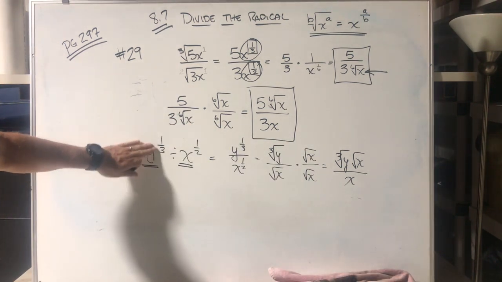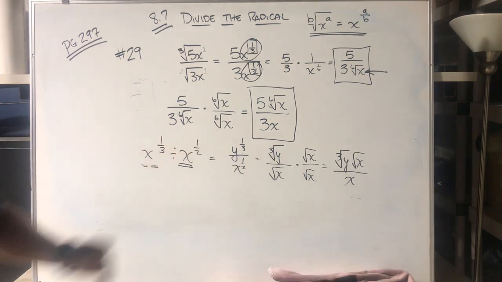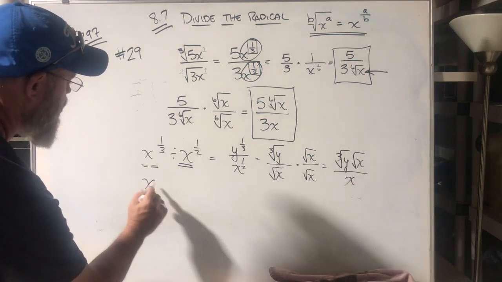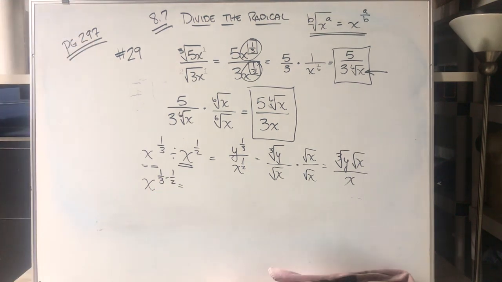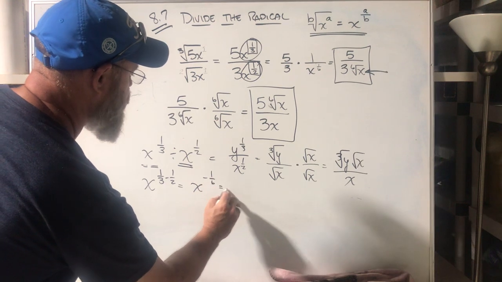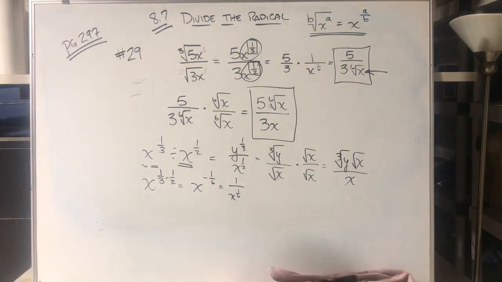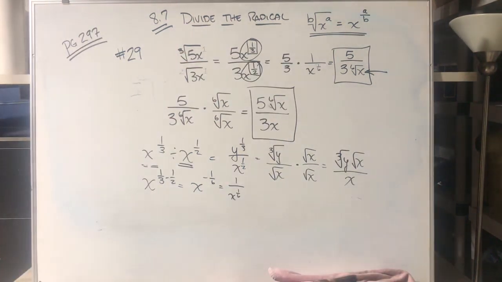Okay? But since we had the same root, we could simplify, right? With the same root, that becomes x to the 1/3 minus 1/2, right? Which equals x to the negative 1/6, which equals 1 over x to the 1/6. Right? That's how we got that right there.